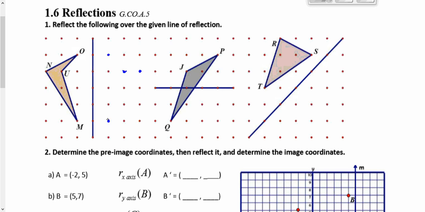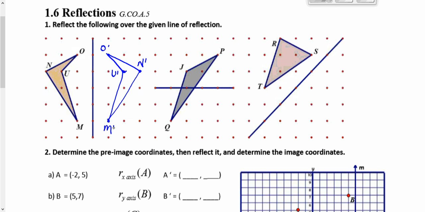And then let's just connect our dots. And then label it. So we're going to have O prime, and this is N prime, U prime, and M prime. Not too bad, is it? It's okay. These don't have to be perfect, just as long as you get the idea. All right? Let's take a look at the next one.